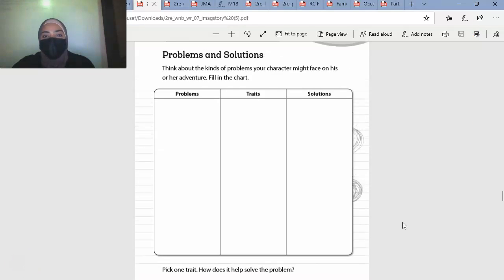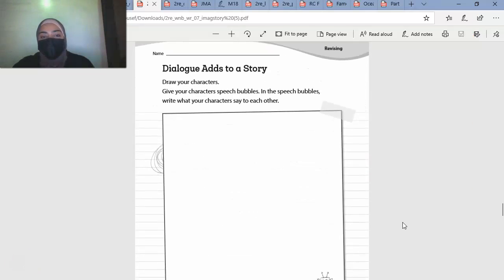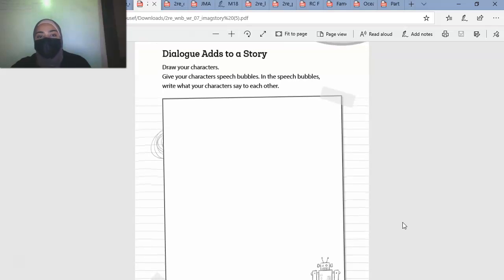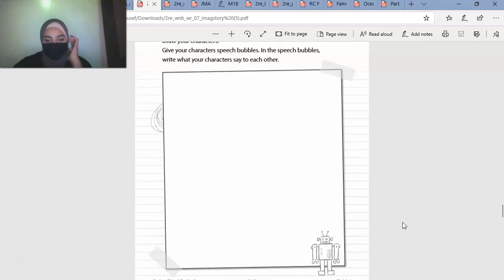Okay, now that we're done with problems and solutions, now we're mostly focusing on dialogue. Dialogue adds to a story. What is dialogue? Dialogue is when you see talking in a story. So we're in this box here. We're going to draw our characters, and we're going to give our characters speech bubbles. And in the speech bubbles, we're going to write what our characters say to each other.